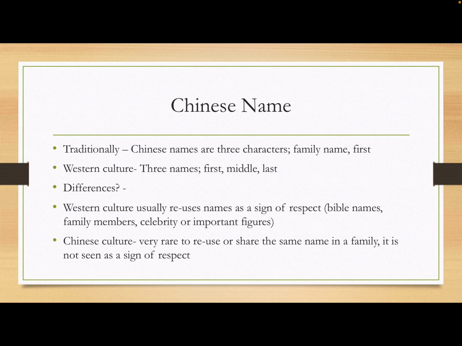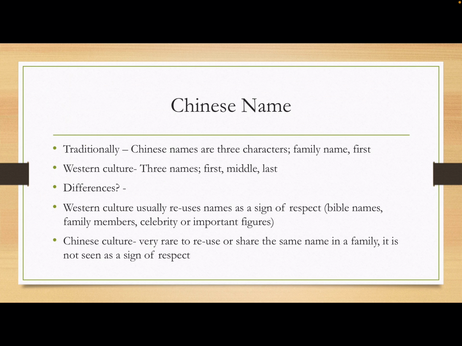And the differences, Western culture usually reuses names. It's sometimes a sign of respect. Most of the time, there's biblical names or family member names. Sometimes it's celebrities or important figures, like John is a good example of a Bible name, or like two of my uncles have the same names, and both of their grandparents had that name, so that would be kind of like family members passing it down, or sometimes the middle name of a person in Western culture can be the first name of the dad or the first name of the grandparents. That's usually a sign of respect or carrying on a family name in Western culture.